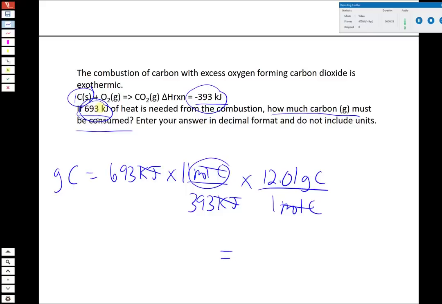When we multiply this out, what we end up with is we need 21.2 grams of carbon to be able to produce 693 kilojoules of heat.